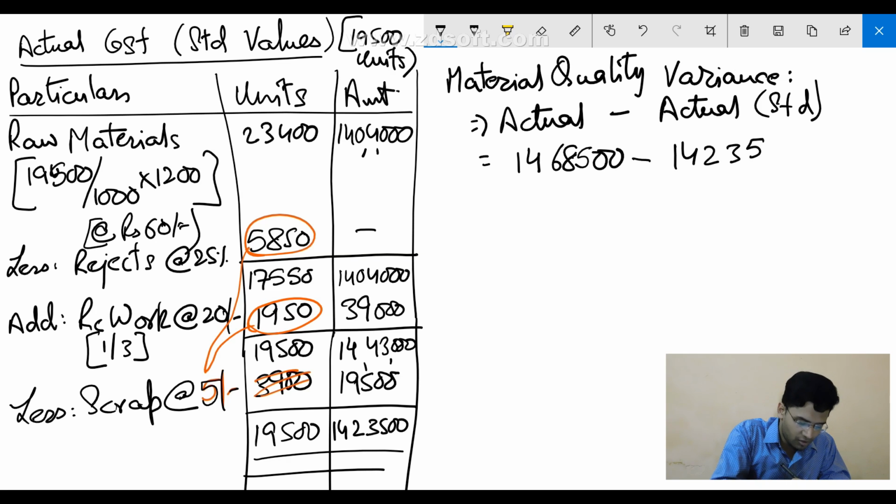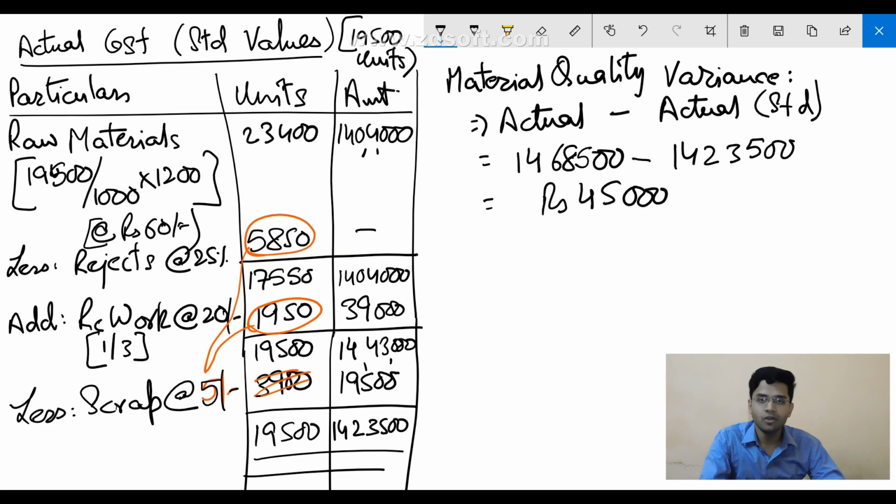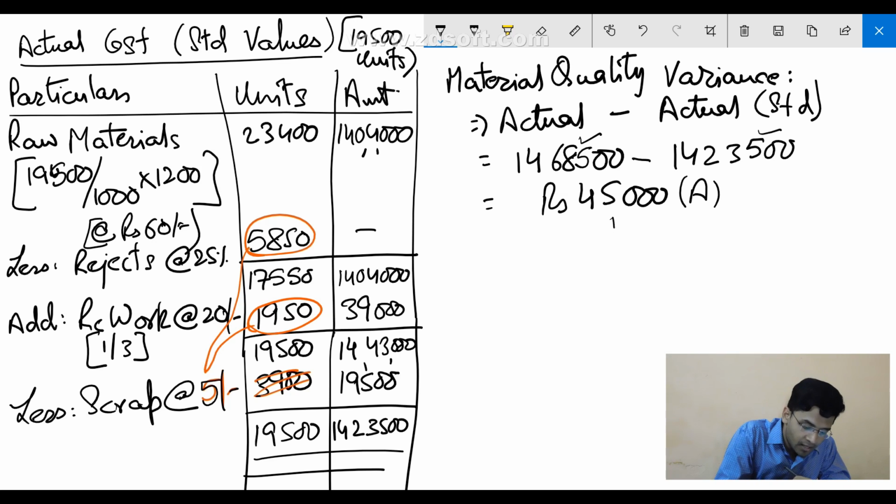Then comes the amount of 14,23,500. This is the amount on standard basis. So the variance is of 45,000. Now guys, you have to tell me whether this variance is favorable or adverse. Yes, this variance is adverse. How do we say so? Guys, actual expenditure is more than the standard expenditure, therefore this variance is adverse variance.